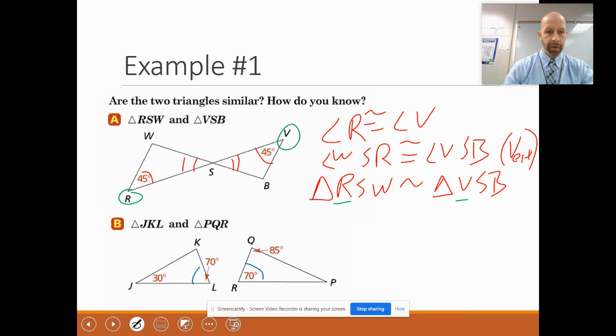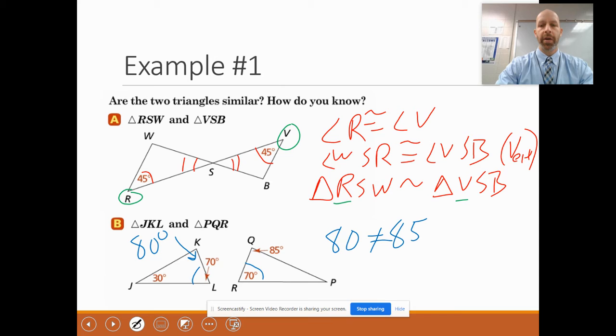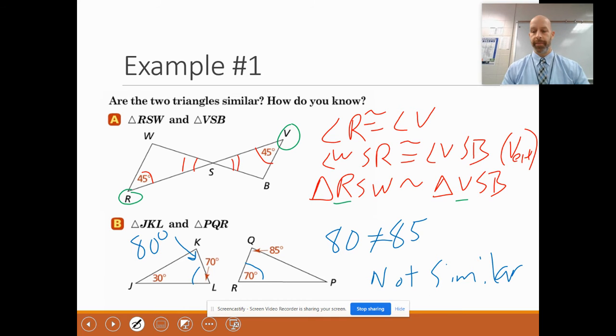Let's see if we can figure out what angle K is. So 30 plus 70 is 100, so that means that angle K here has to be 80 degrees. Now guys, if these two triangles are similar, that means that all of their corresponding angles have to be congruent. And 80 clearly does not equal 85, so these are not similar. There's no way that they can be similar. These are not similar. Okay, let's go ahead and move on.